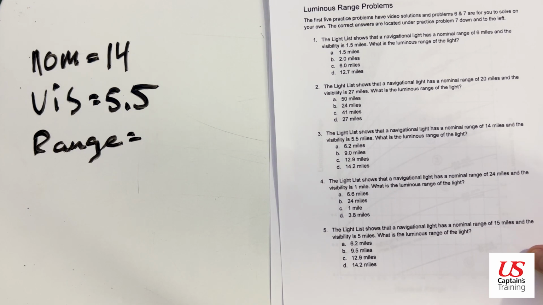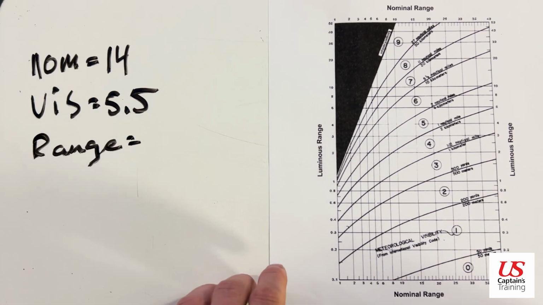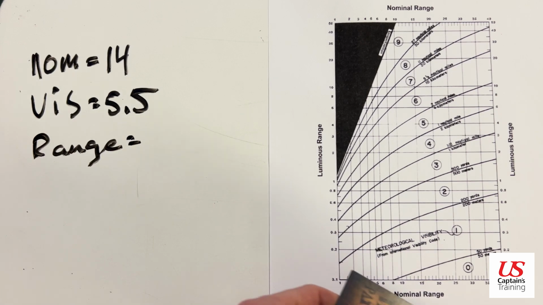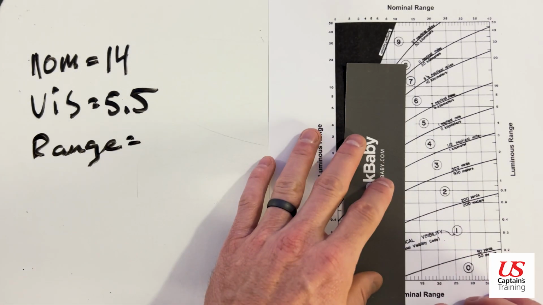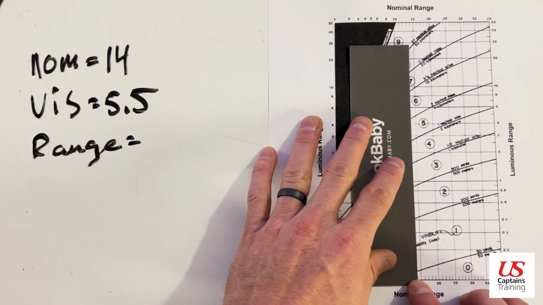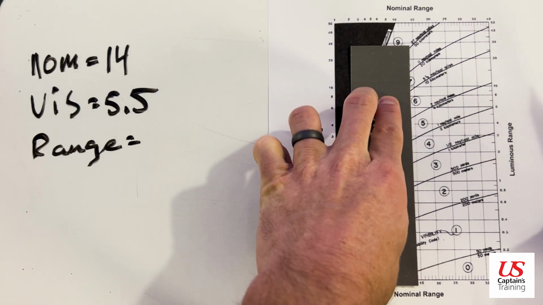To get the answer, we go to our diagram here. Nominal range is along the bottom, so we find 14. See here, there's 10, 11, 12, 13, 14. So we're at this tick mark, right here. And then I make sure it basically stays parallel. And now we get to our visibility curve.